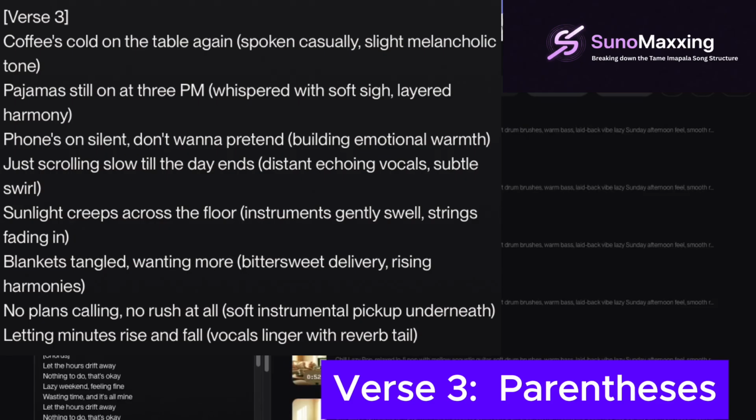At the end, it was very apparent. We had vocals lingering with that reverb tail. I think where I really noticed that this was working was the subtle swirl on the "just scrolling slow" line. But other than that, everything before it just really seemed like a miss.